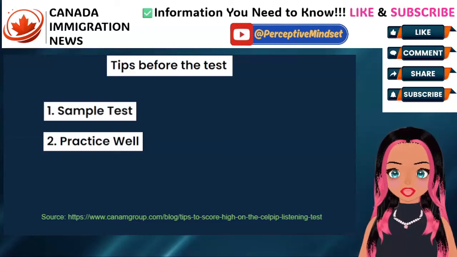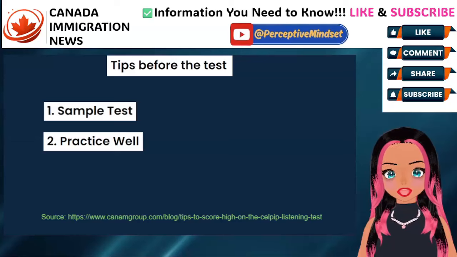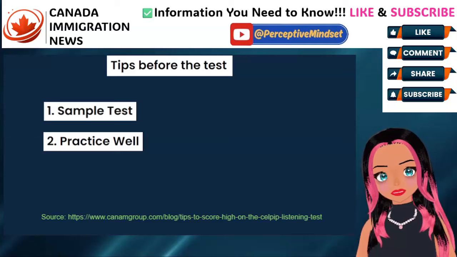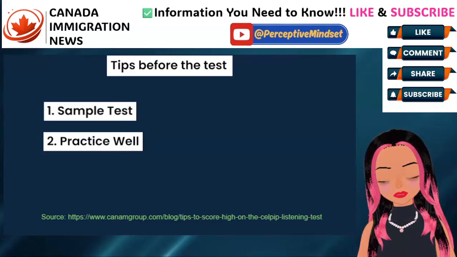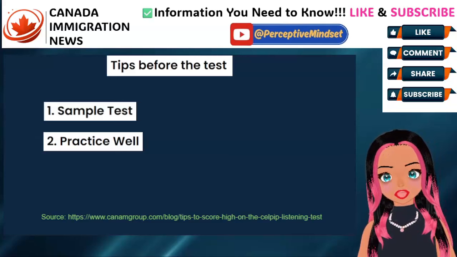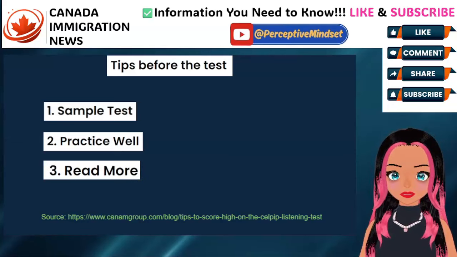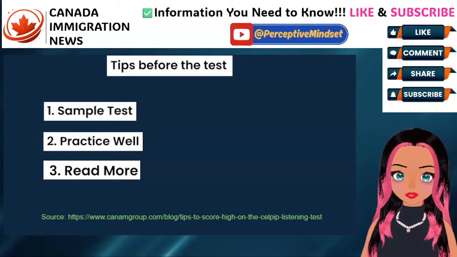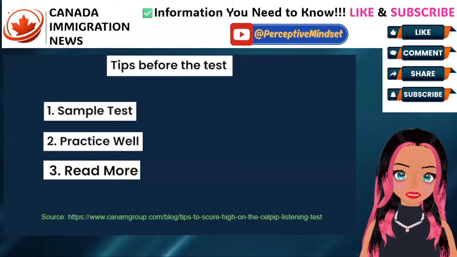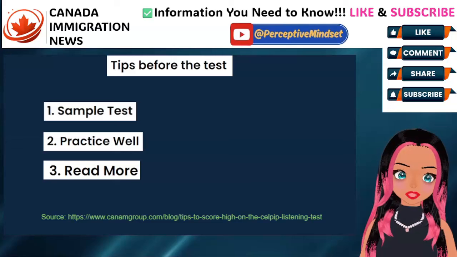The second tip is to practice well. This not only applies to this part of the test, which is the listening, but for the CELPIP test as a whole, including the listening, the reading, the writing, and the speaking. So practicing it before the test will help you to get used to it, so it does not feel unfamiliar. Tip number three, you must read more. You can watch a movie or a television show with subtitles so that you can understand what the characters are saying. And in this way, you can get used to hearing spoken words.